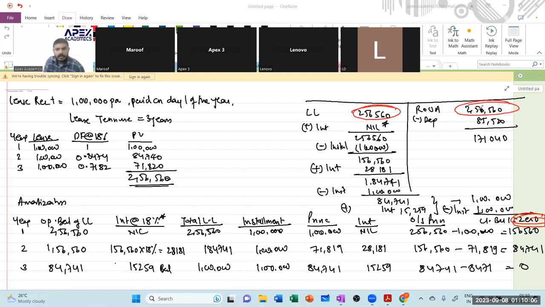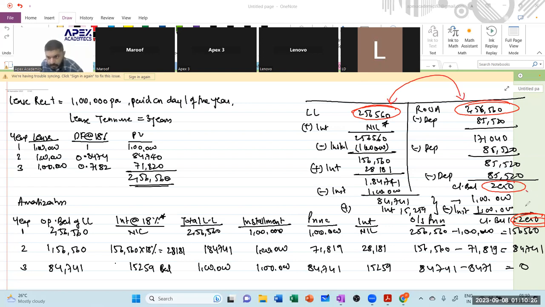Now I'll tell you why I'm doing that. Minus depreciation of year 2, 85,520. How much is left? 85,520 is left. Minus depreciation for year 3, 85,520 is gone. You are left with a closing balance of 0. Opening liability was equal to closing liability, so your calculation is correct.